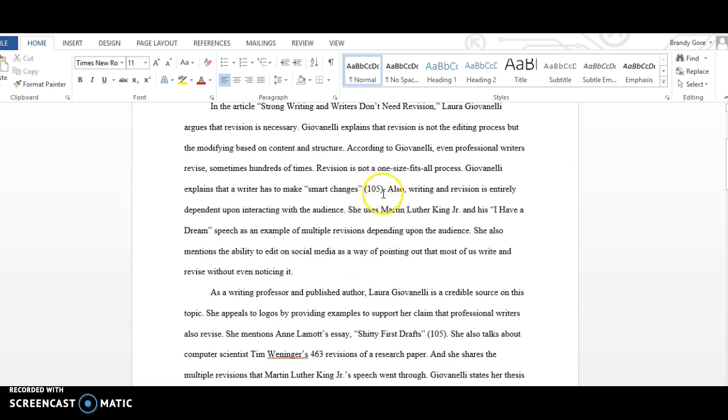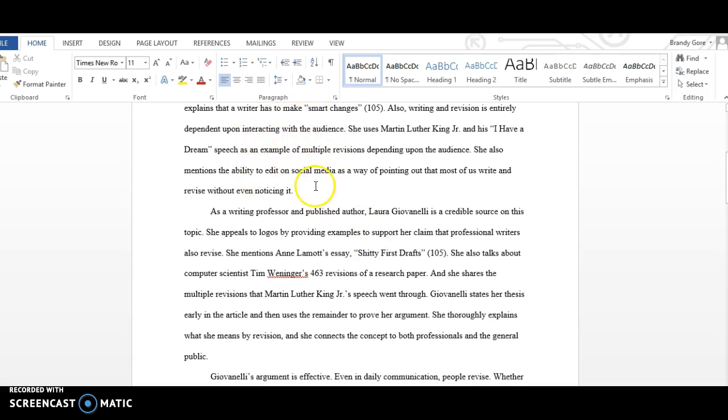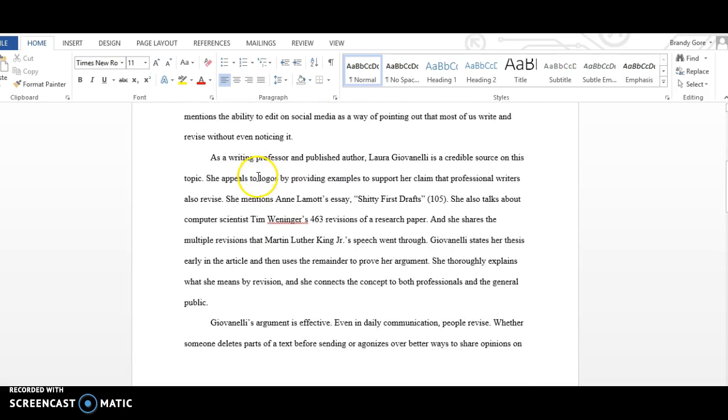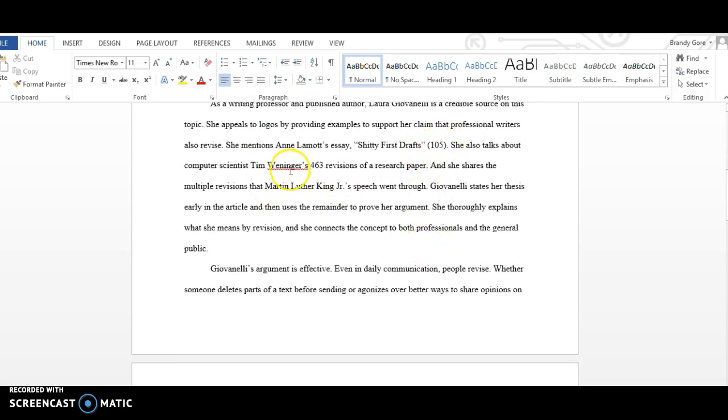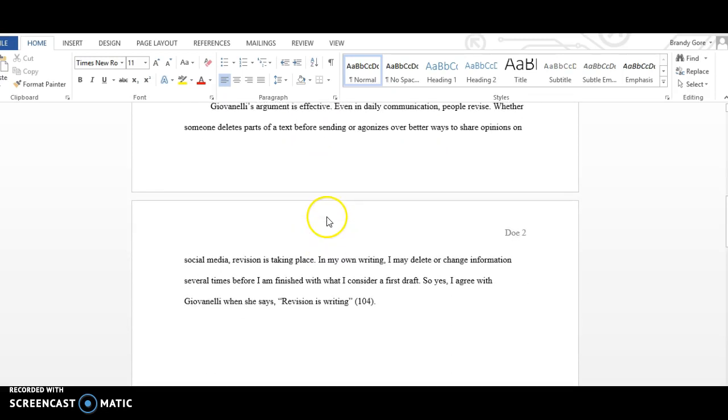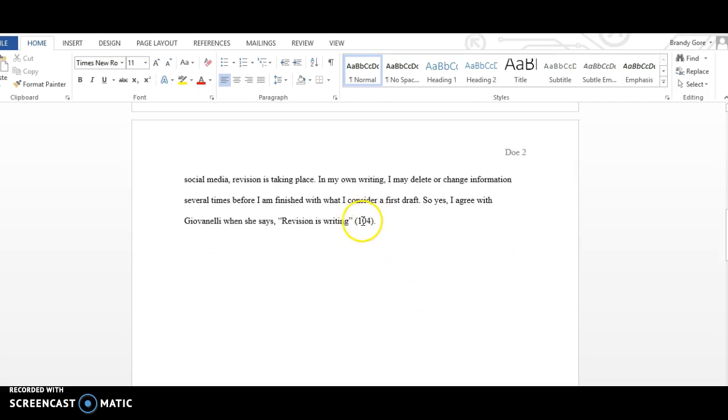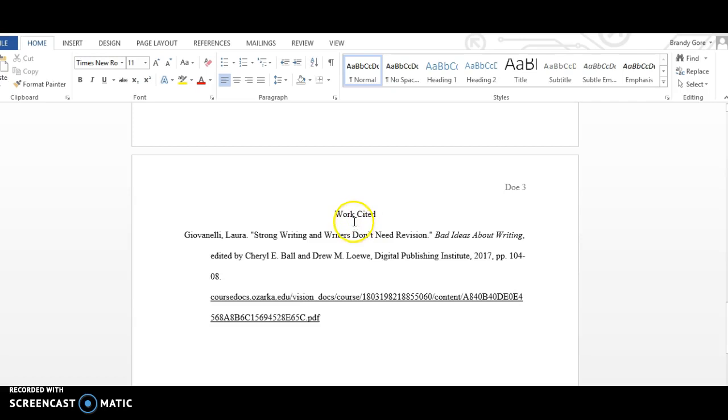Notice that the page number, because we have the student, Giovanelli, explains the writer has to make smart changes. She's direct quoting Giovanelli here, and so providing page 105 in parentheses, giving specific information about the article. Again, page 105. Some more information. And then, like I said, these are really short. In all honesty, I have changed up this assignment a bit, and that's why this one is so short. It's an old sample. But it's here just to give you an example of how to work in quotes and page numbers. And also, don't forget your works cited entry.